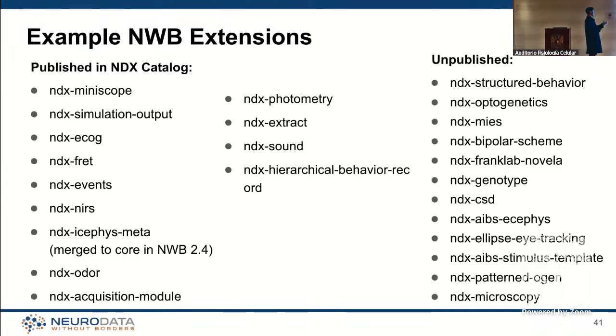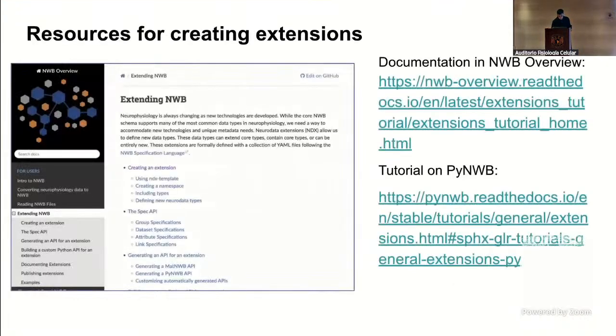And here is an example. We have an extension for sound, an extension for photometry, optical photometry. I think I mentioned pose estimation, it must be there somewhere. I don't see it actually. Maybe we should add it. Yep, ECoG as well. There is events for TTL pulses, among other things. And we have complete documentation of how you can get going if you want to create an extension by yourself.